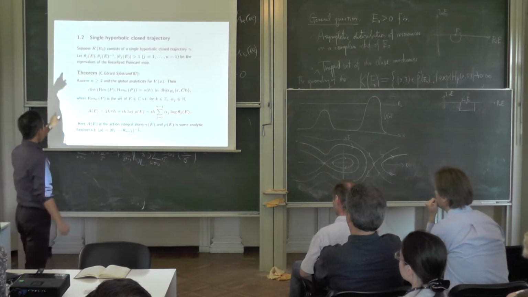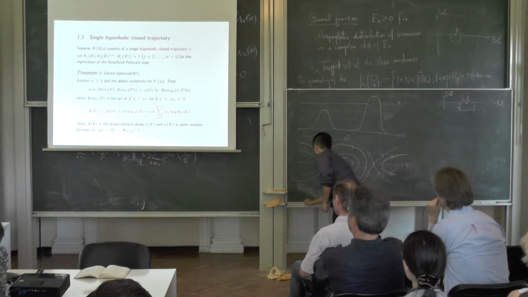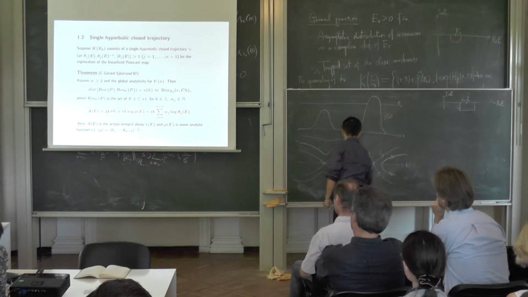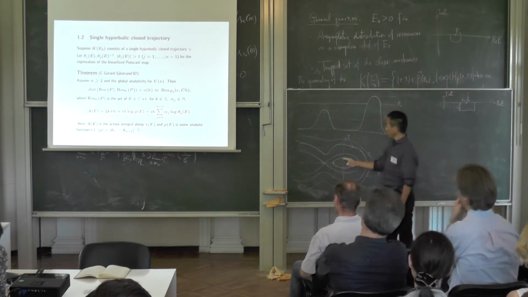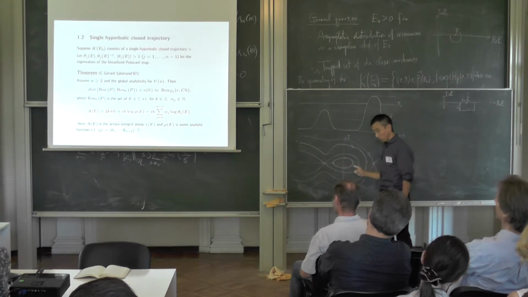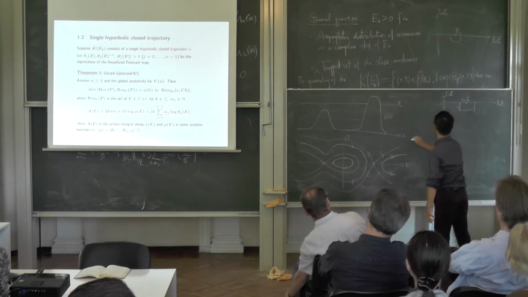And the second one is when the trapped set consists of a single periodic trajectory, just one periodic trajectory. Then I write here a picture.